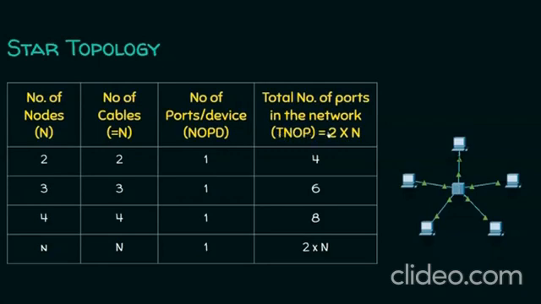Total number of ports is equal to 2 into n, where n is the number of nodes. If our network involves only 2 nodes, we need 2 cables, and we know very well that every device will have one port. The total number of ports will be 2 into n. In this case, n is equal to 2. So 2 into 2 is equal to 4. If 3 nodes are involved, we need 3 cables, and every device will have one port only. And total number of ports is equal to 2 into 3, which is equal to 6. If there are 4 nodes, then there will be 8 ports. If n nodes are there, 2 into n is the total number of ports.